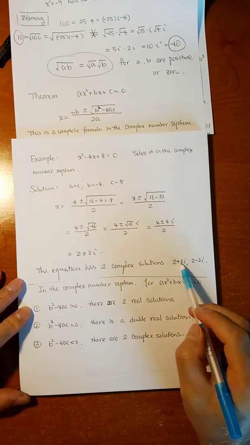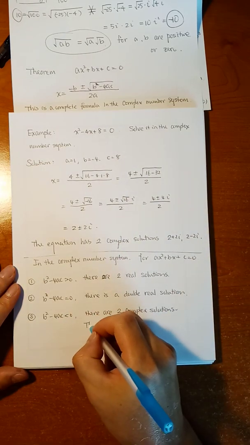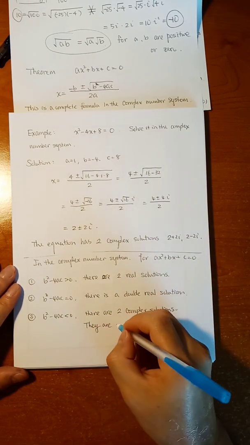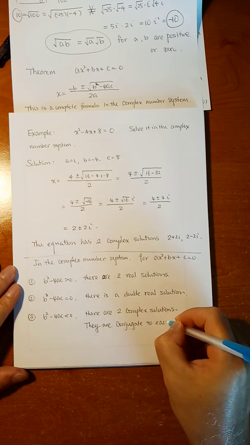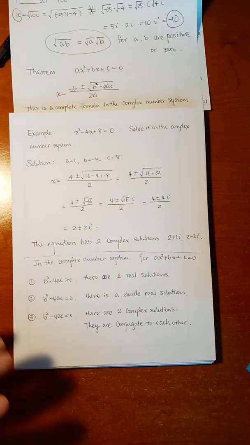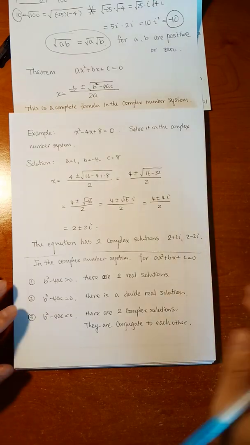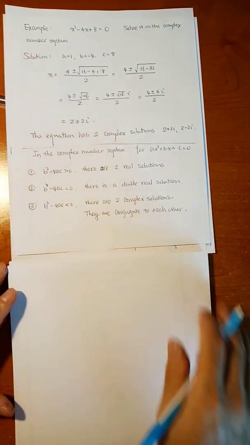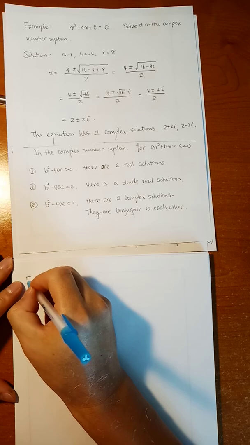Those two complex solutions, you see 2 plus 2i, 2 minus 2i, they are conjugate to each other. Okay, so this is another way to characterize the solutions of a quadratic equation. All right, so let's just use examples to examine all three cases. So, example.